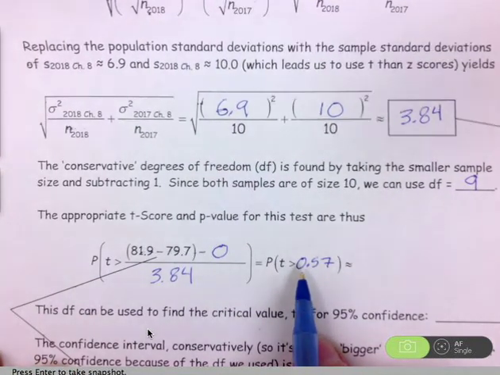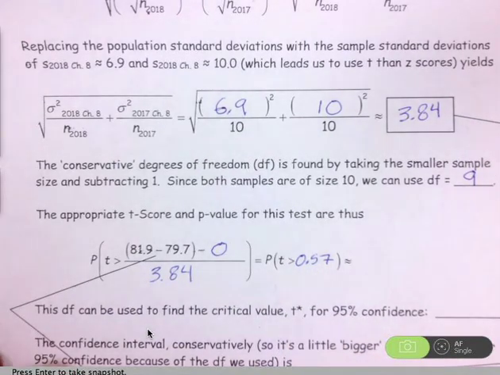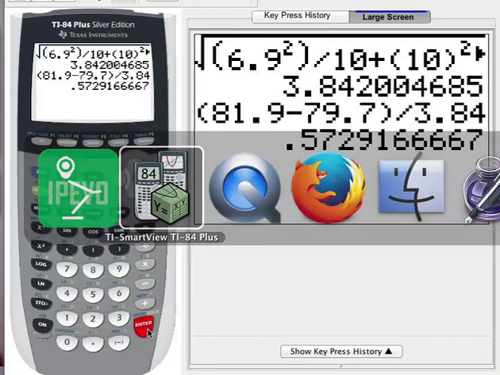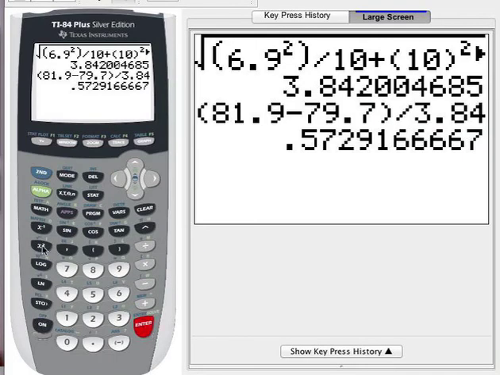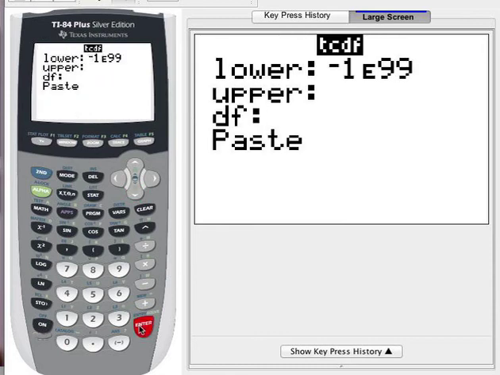So the simplest way to do this is to use the tcdf command on your calculator. And this explains why we needed our degrees of freedom, because to use t-scores, we have to specify for the calculator the degrees of freedom that we're using. So if we go to second variables, I'll choose not the normal CDF command, that would be for z-scores. I'm going to use the tcdf command.